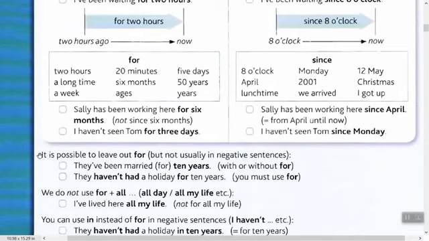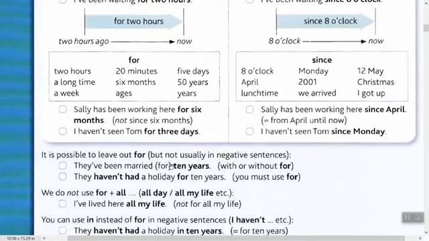Here we have some notes. Number 1, it is possible to leave out. Leave out means delete, omit, drop, for, but not usually in negative sentences. Not in negative sentences, positive sentences. For example, they've been married for 10 years. With or without for, it's okay.